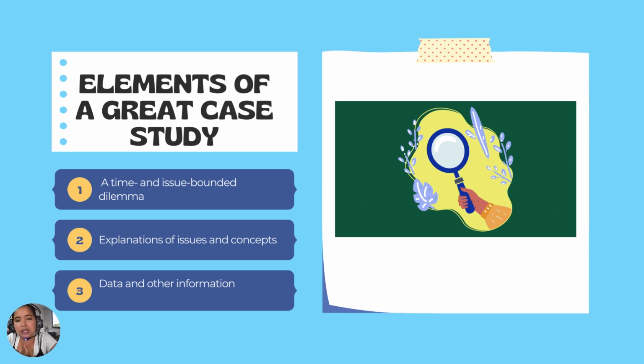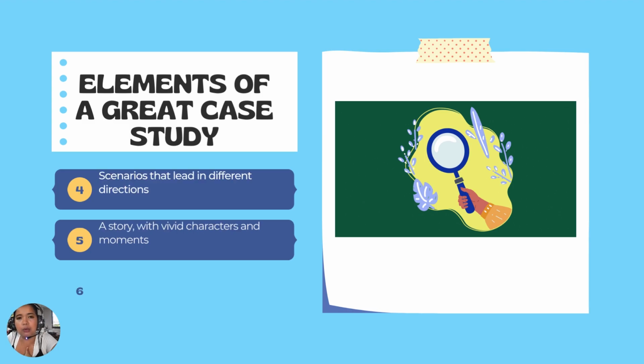The third one is the data and other information. Data and other information is basically putting in true, real information, backed up with statistics. So that's data and other information. Again, pag sinabing explanations of issues and concepts, background lang siya ng inyong topic. Understand? So we'll be moving on.